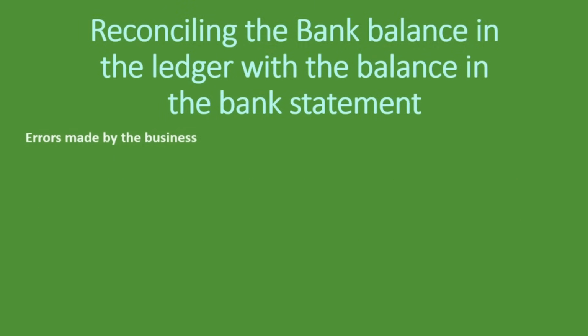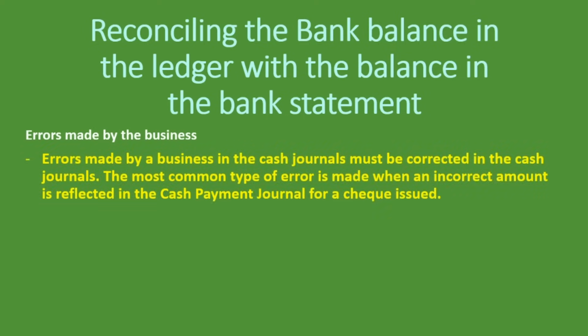So when a check is dishonored, you put it on the cash payments journal. A check that you try to deposit in the bank, then you'll put it on the cash payments journal. Errors that are made by the business. Remember, when errors are made by the business, it does not affect the bank statement. So errors made by the business in the cash journals must be corrected in the cash journals.